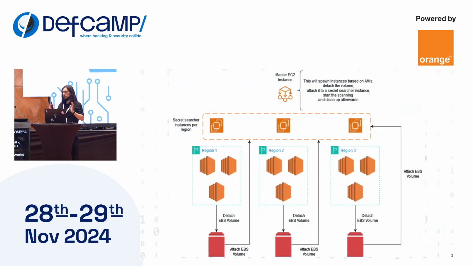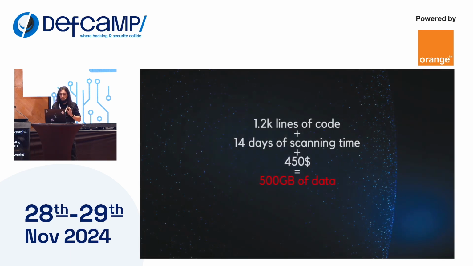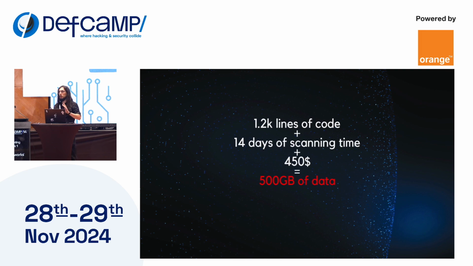As a high-level architecture, this is what things look like. We had a master EC2 instance where we ran our main automation script, and then in every region, we started a secret searcher instance, and then we started batches of 20 AMIs in the same region, and one by one, we detached the volume and reattached it to the secret searcher where we exfiltrated credentials. Now, writing 100 to 1,200 lines of code, waiting about 40 days of scanning time, and this is a funny thing.